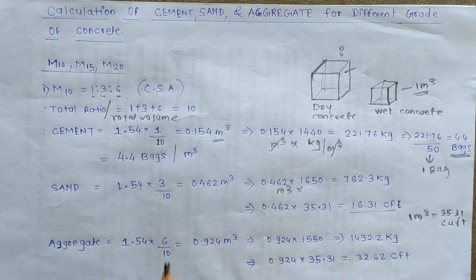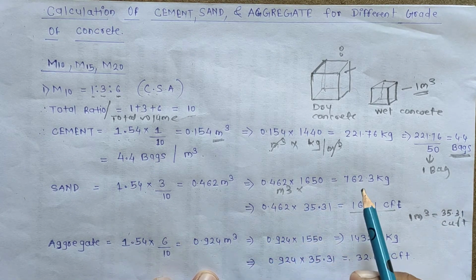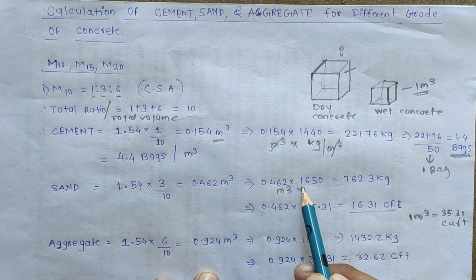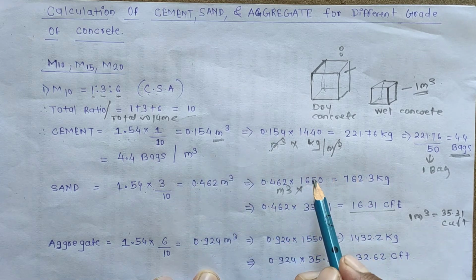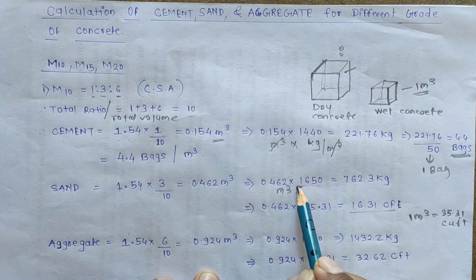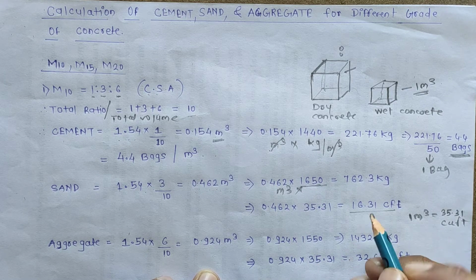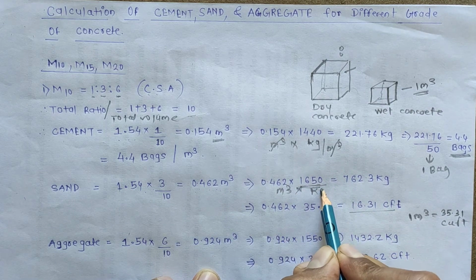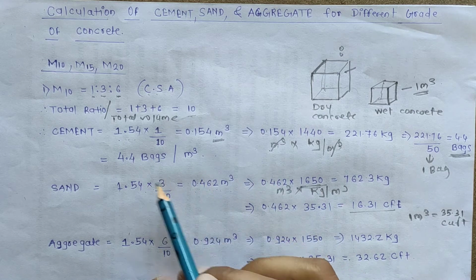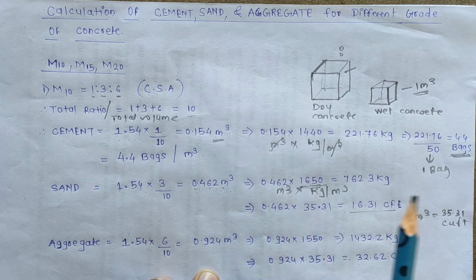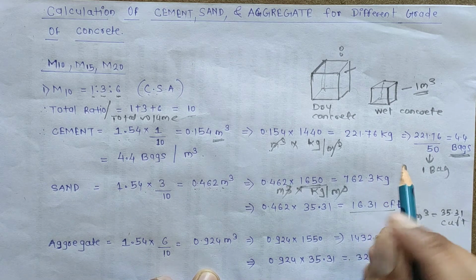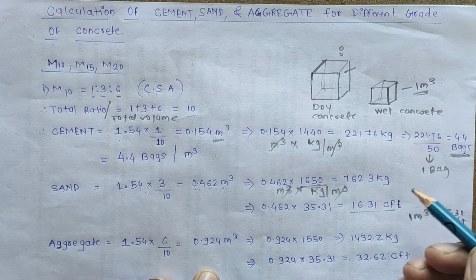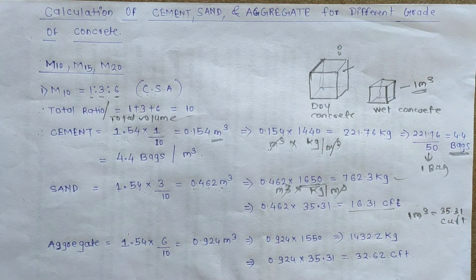Now if you want to calculate this sand in terms of kg, you have to multiply 0.462 by the density of the sand. What is the density of sand? It is 1650, and it may vary according to the type of sand available. So I am taking here the density of sand as 1650 kg per meter cube. The meter cube gets cancelled, and we get this sand equal to 762.3 kg. Now we will calculate the aggregate.